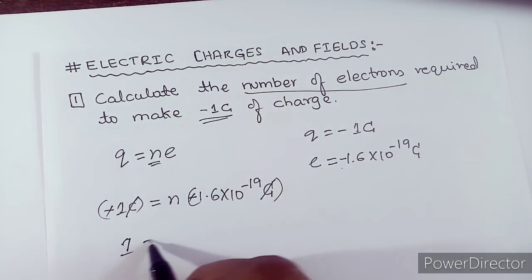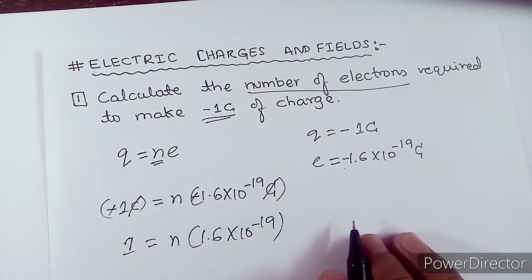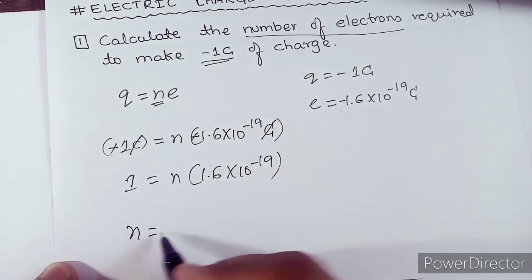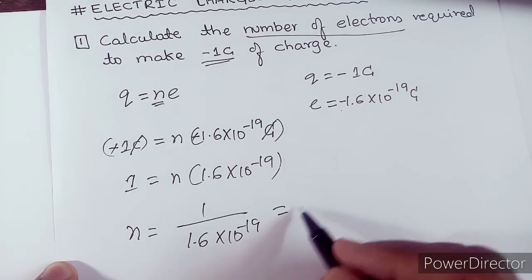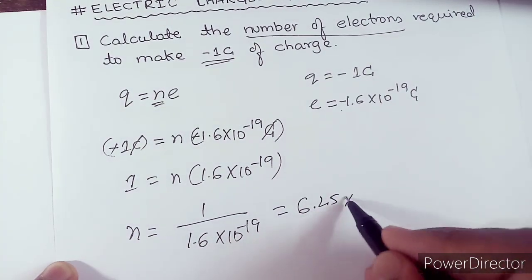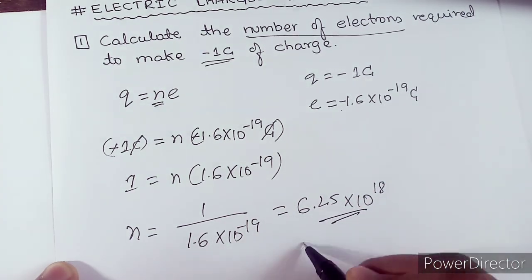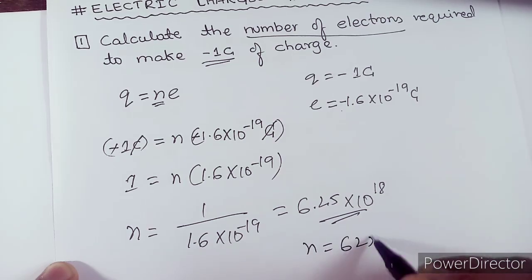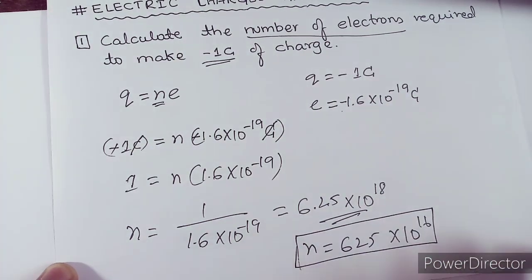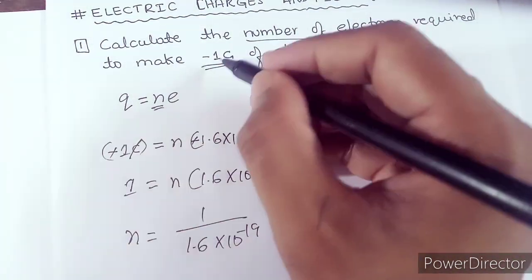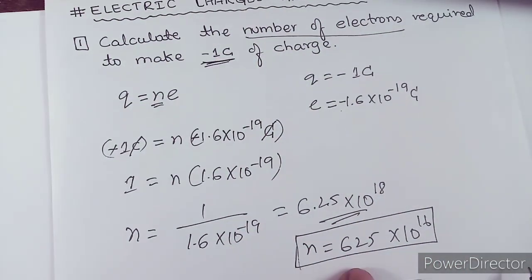So then 1 is equal to N into 1.6 into 10 to the power minus 19 coulomb. If you solve for N, you will get N is equal to 1 divided by 1.6 into 10 to the power minus 19, and that gives 6.25 into 10 to the power 18. You can write it like this: 625 into 10 to the power 16 electrons. This is the number of electrons required to make minus 1 coulomb of charge. Even if you want to calculate for 1 coulomb of charge, you will get the same number of electrons.